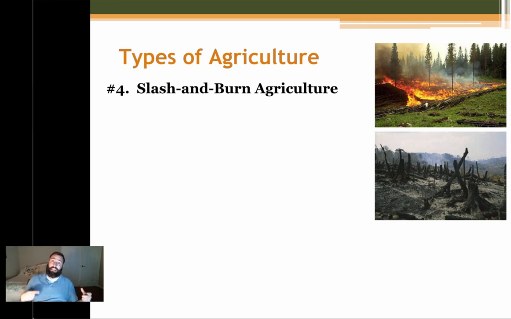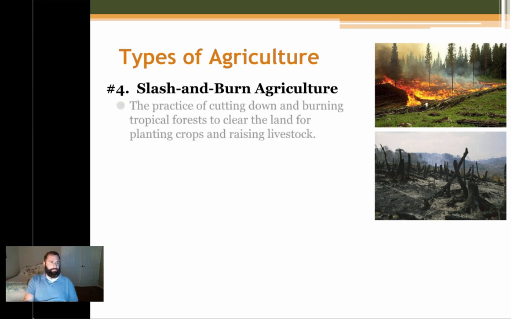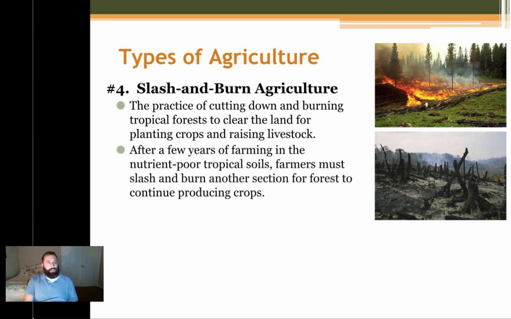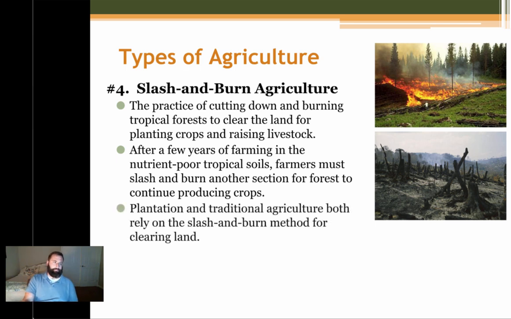If you recall, our book says the liberation of the nutrients as those plants burn are going to mix back into the soil and make it fertile again. So this is the practice of cutting down and burning tropical forests to clear the land and prepare it for crops and for raising livestock. After a couple of years, the soil just can't support any more growth, so they allow it to regrow, slash and burn again, and recycle those nutrients back in.